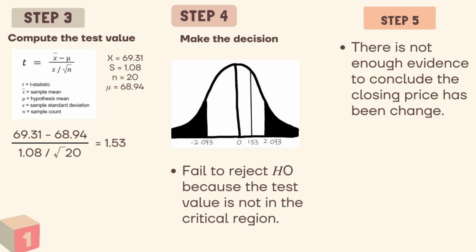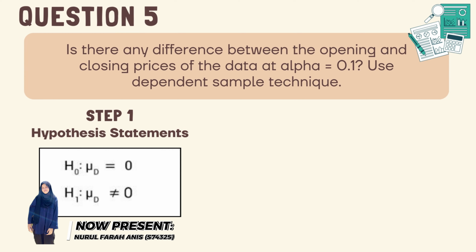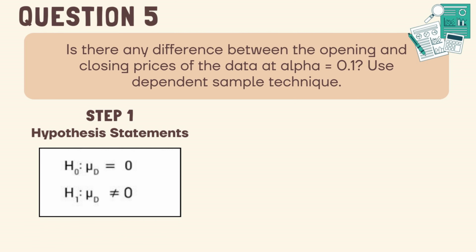After that, for step 4, we make the decision. From the test value, we get 1.53, which is less than 2.093. So we fail to reject H null because the test value is not in the critical region. And the last step, step 5, we conclude that there is not enough evidence to conclude the closing price has changed.